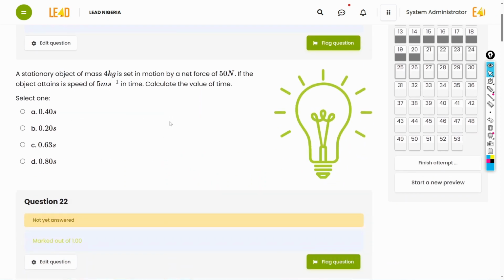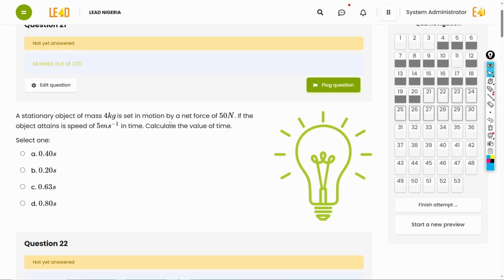Okay. 21. A stationary object of mass 4 kg is set in motion by a net force of 50 newtons. If the object attains its speed of 5 meters per second in time t, calculate the value of time. So calculate how long it took to achieve that. I think that's what it means. Okay.